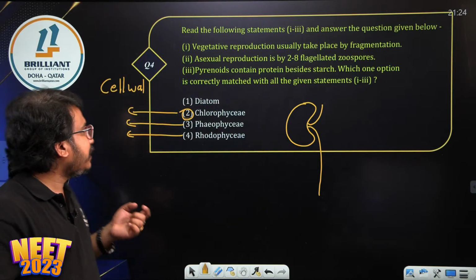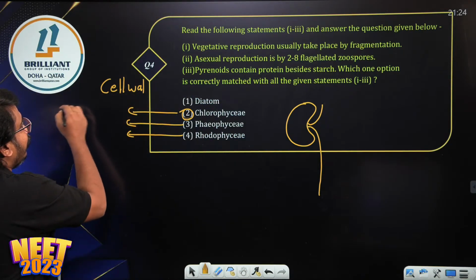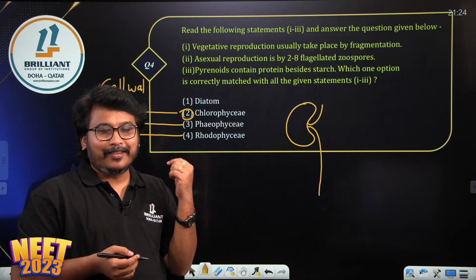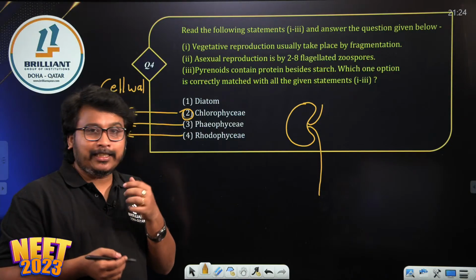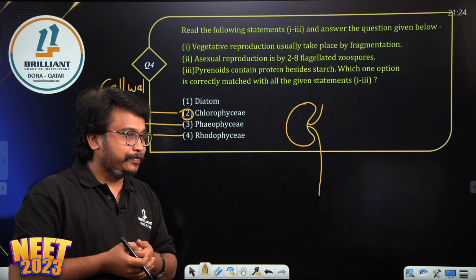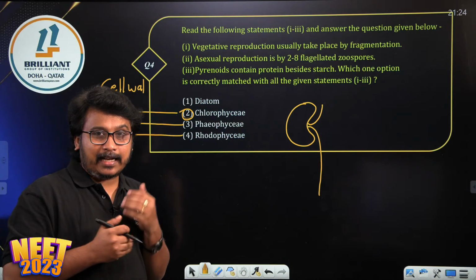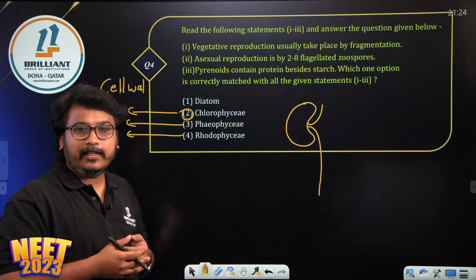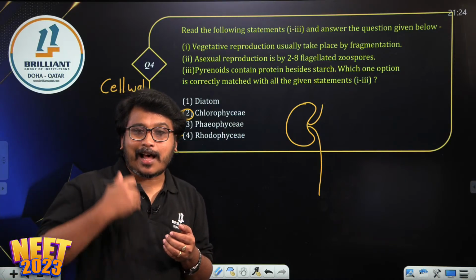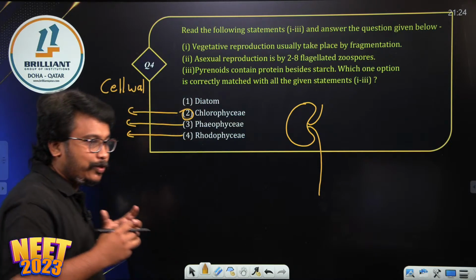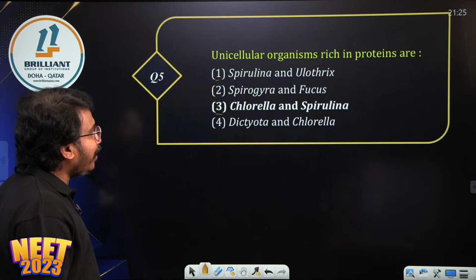Green algae, Chlorophyceae, have inner cellulose and outer pectose. Which algae contain algin in the outer layer? Phaeophyceae have inner cellulose and outer algin, and Rhodophyceae have inner cellulose and outer pectin with polysulfate esters. So these also you have to learn correctly regarding the algae.